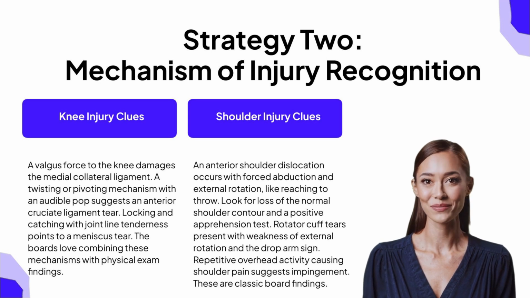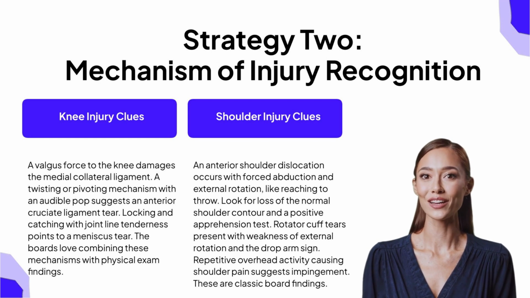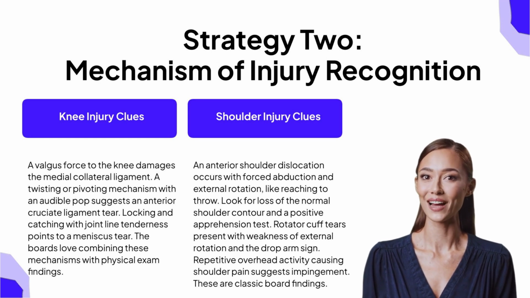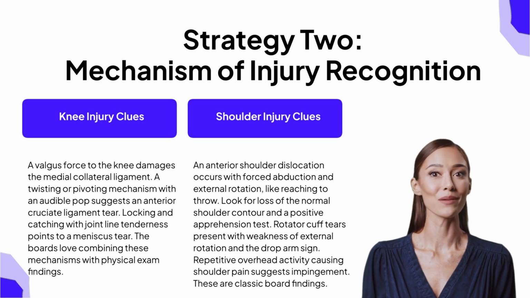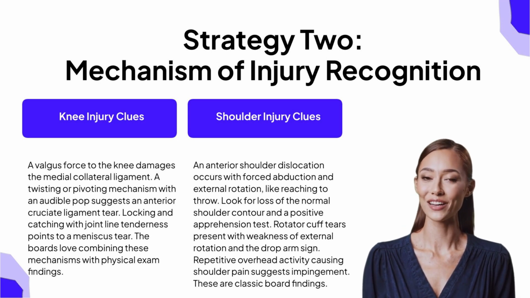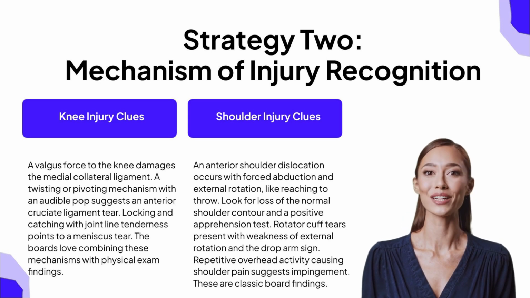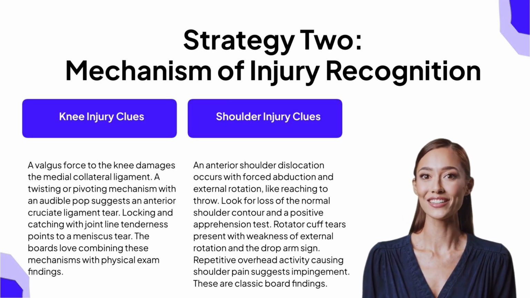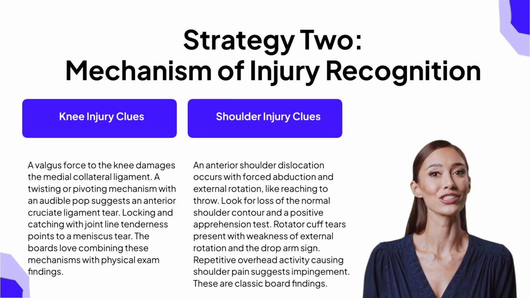For the shoulder, the classic anterior dislocation happens during forced abduction and external rotation. Think of a quarterback getting hit while throwing. The patient will have a squared-off shoulder and positive apprehension test. Rotator cuff injuries come in two flavors on the boards: acute tears from a fall on an outstretched hand in an older patient, and chronic impingement from repetitive overhead activity. The drop arm test and weakness with external rotation are your go-to exam findings for the rotator cuff.